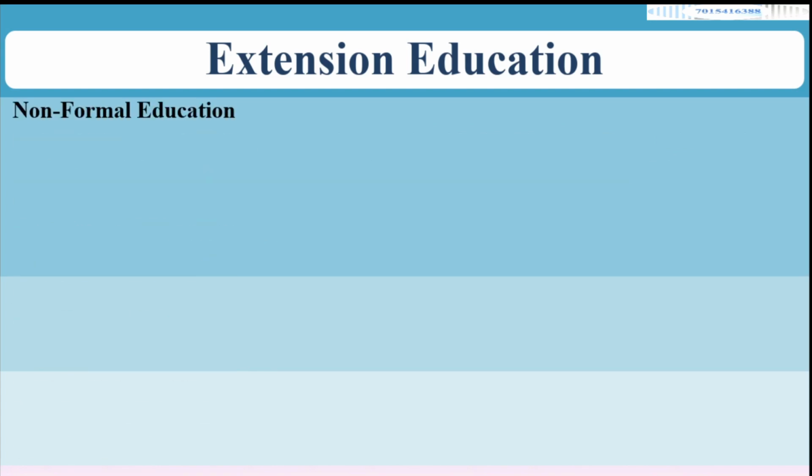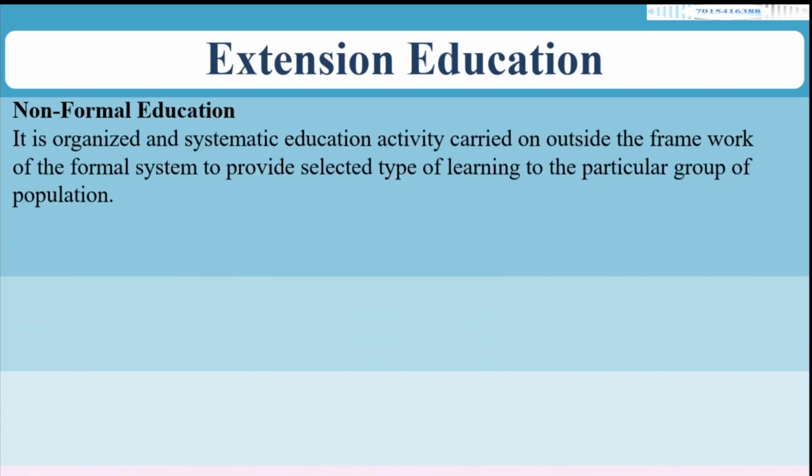Next is non-formal education. It is an organized and systematic education activity carried on outside the framework of the formal system to provide selected types of learning to a particular group. It means there is a one-directional education in which the aims and goals are clear. After a particular time bound, they will give you some certificate, which means you will be able to learn within that period of time.